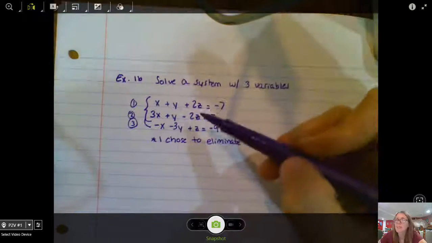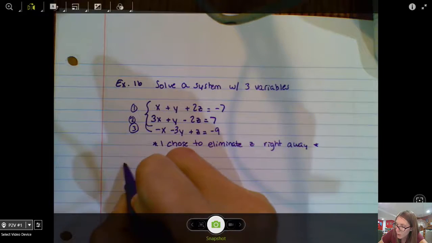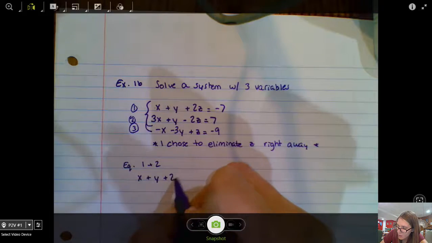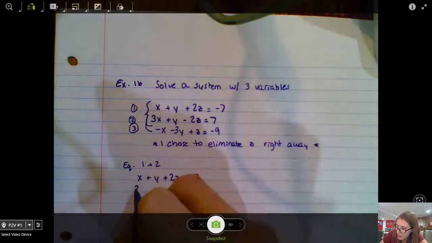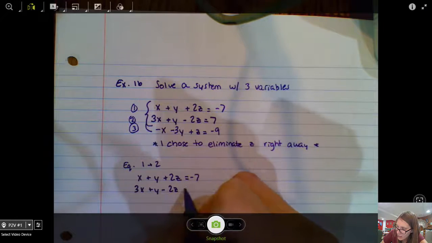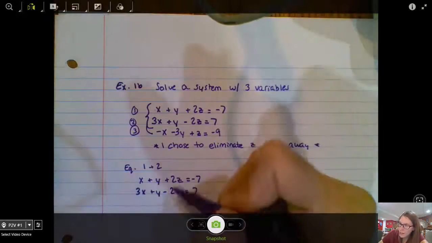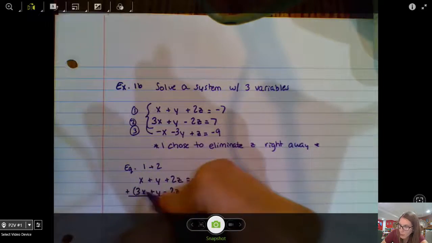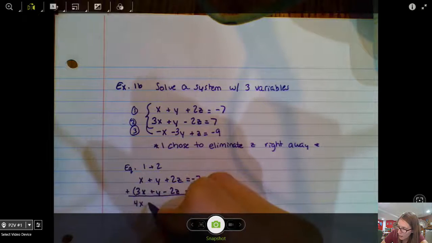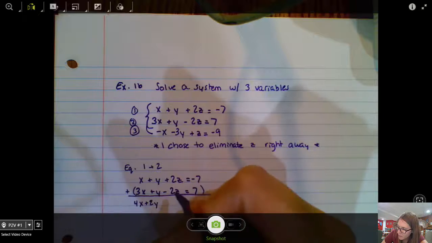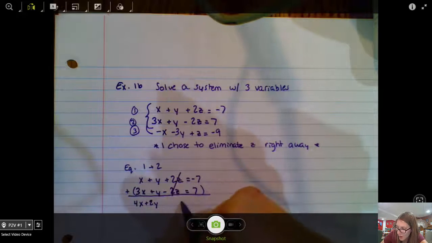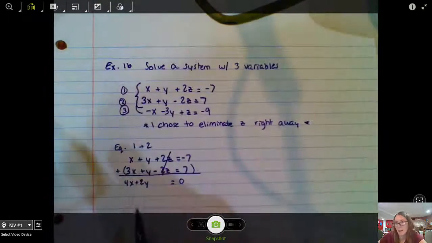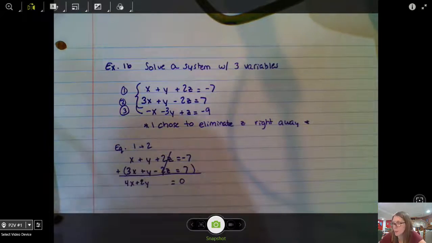So my first pair I'm going to work with, since I have the 2z and the -2z, is equations 1 and 2, where I had x plus y plus 2z equals -7, and 3x plus y minus 2z equals 7. To get my z's to cancel out, 2z and -2z, we add our equations straight down. So x plus 3x is 4x, y plus y is 2y, 2z plus -2z cancels, and then -7 plus 7 is 0. I got my equation with two variables. Okay, that's good. Let's look at our next pair.